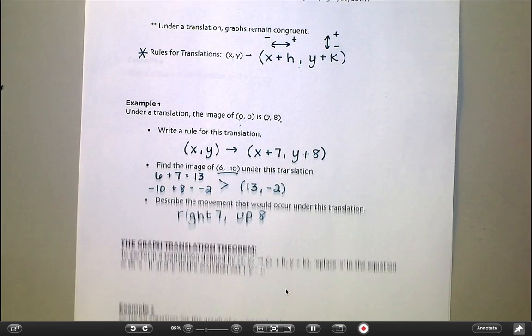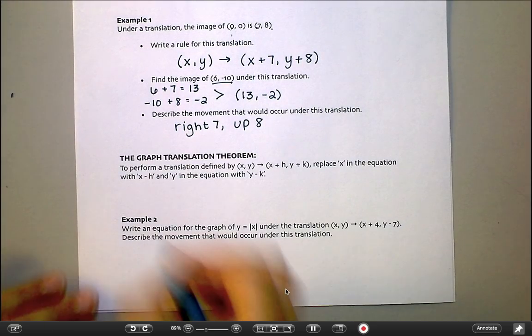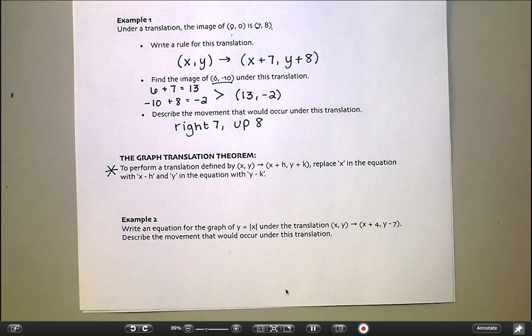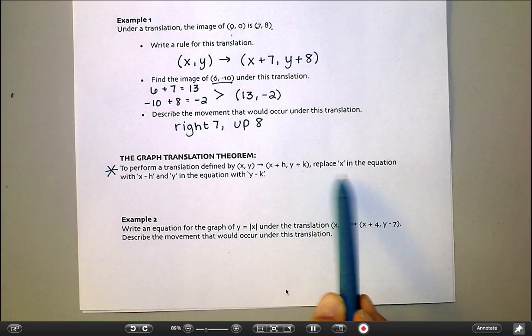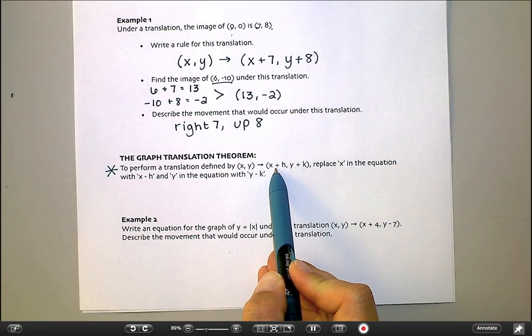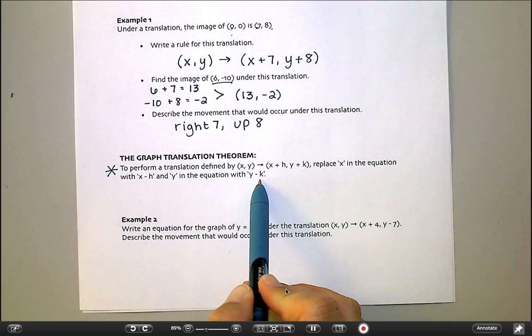So that brings us to really the biggest topic of this lesson, what's called the graph translation theorem. Take a second and copy this theorem down. If I don't give you enough time here, feel free to pause the video so that you can write it in. It says that if you're performing a translation, and this is the rule for your translation, replace the x with x minus h and the y with y minus k. Now something crazy just happened, right? Because this was a plus h, but now it's a minus. And this was a plus k, but now it's a minus.